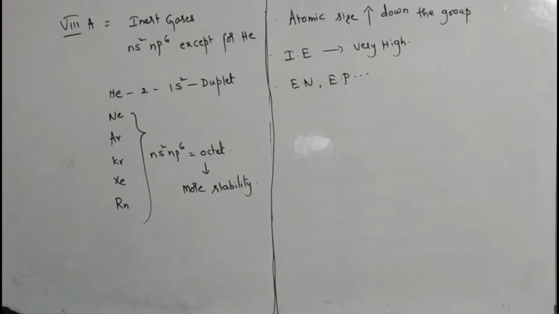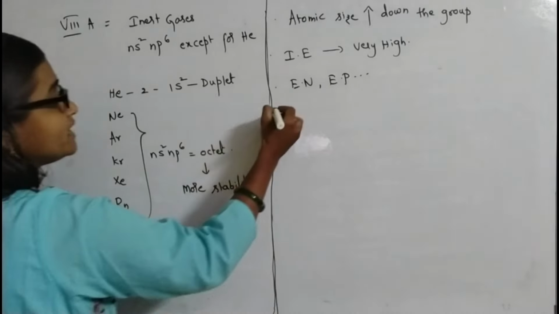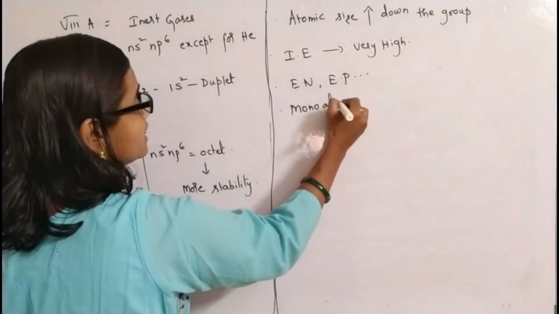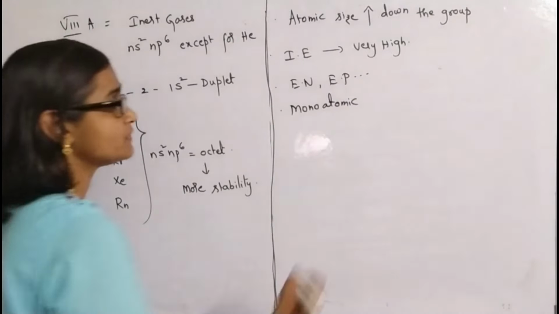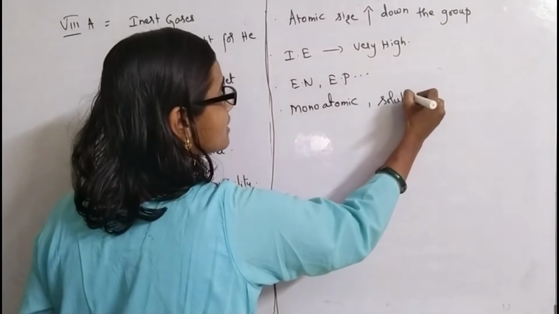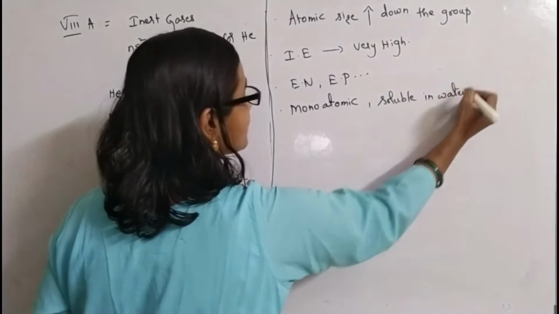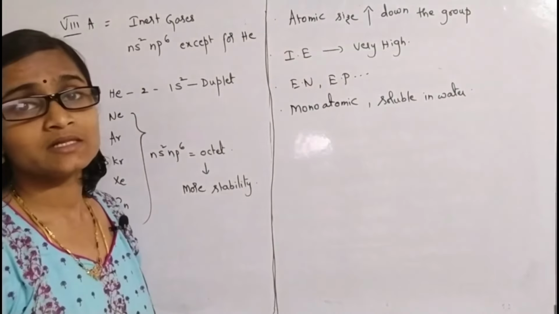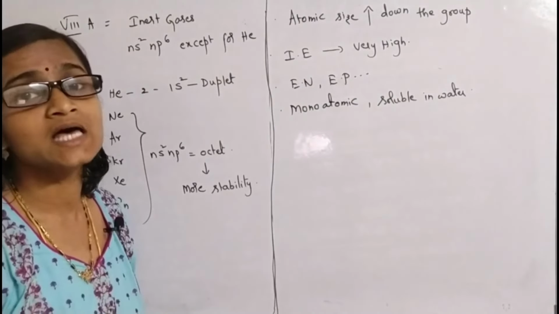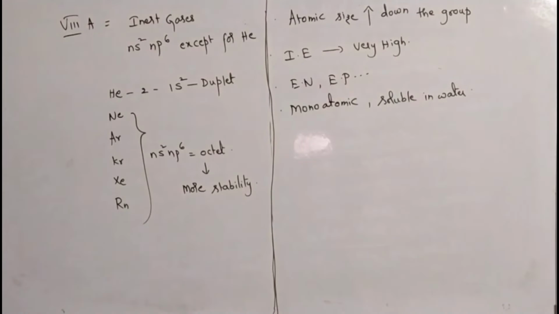Certain other properties, as I told you: they are monoatomic, their atomicity is 1, and they are easily soluble in water. I am not saying that they are insoluble. Their reactivity is less, but their solubility in water is high. And they are least reactive, as I told you, because of octet configuration.